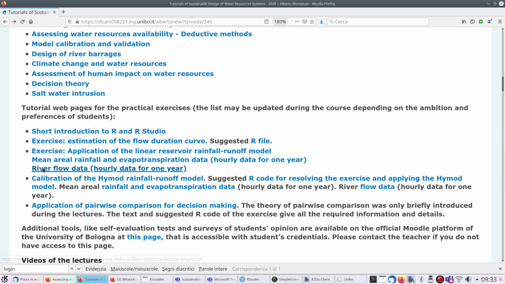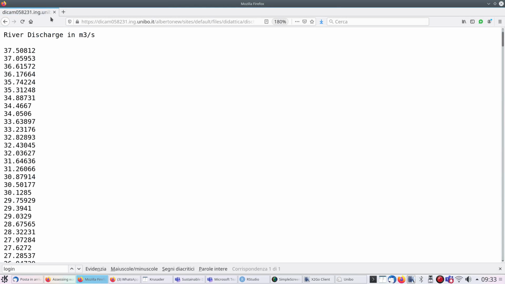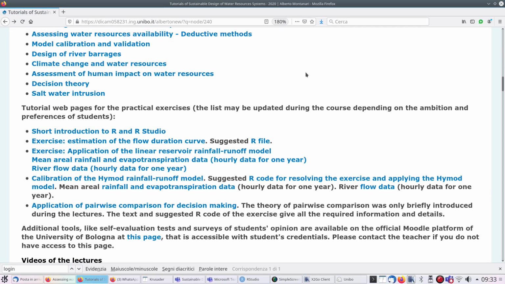Let's have a look at the river flow data just to see how they are. There is a heading: river discharge in cubic meters per second. Very good. Perfect. Okay, now we can go back to RStudio.